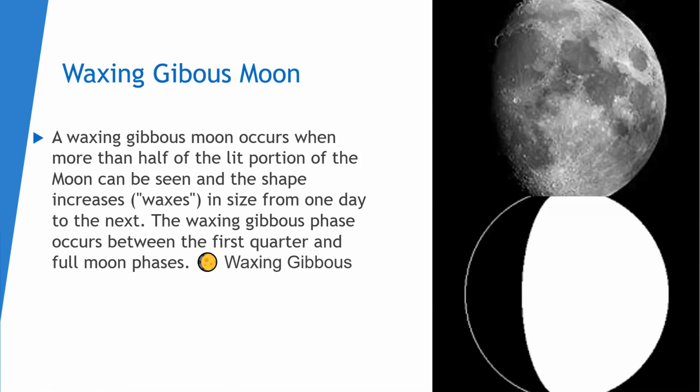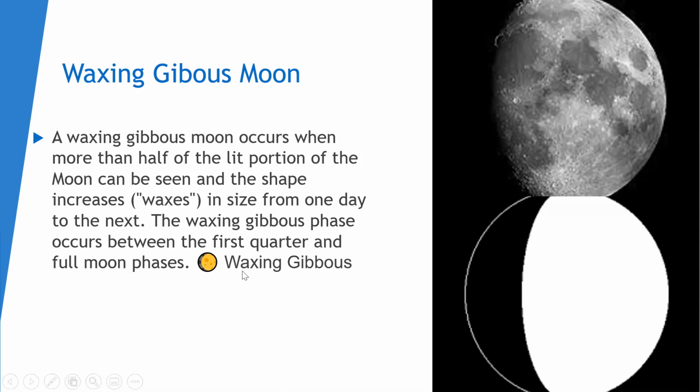Then we have a waxing gibbous moon. A waxing gibbous moon occurs when more than half of the lit portion of the moon can be seen, and the shape increases or waxes in size from one day to the next. The waxing gibbous phase occurs between the first quarter and full moon phases.